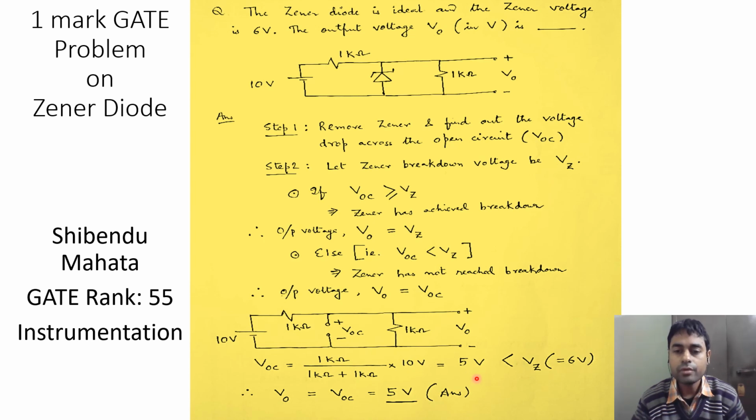Now note that this 5 volt is less than the Zener breakdown voltage mentioned in our question. In the question they have mentioned the Zener breakdown voltage as 6 volts. Because this open circuited voltage is 5 volts and this is less than the Zener breakdown voltage, condition 2 is applicable here, and we can write the output voltage V0 as the same as the open circuited voltage, which is equal to 5 volts.